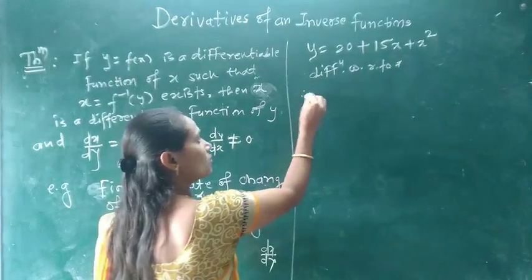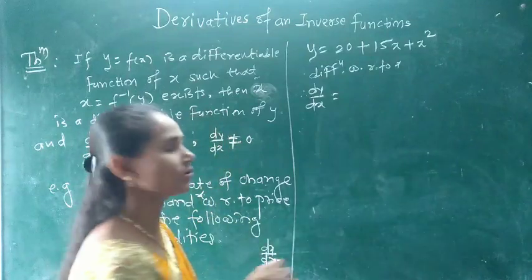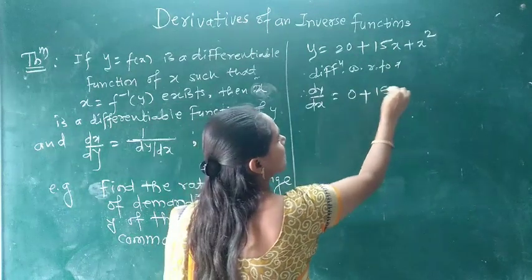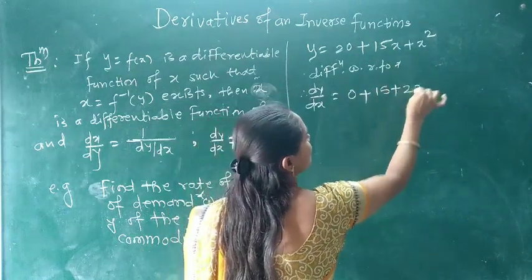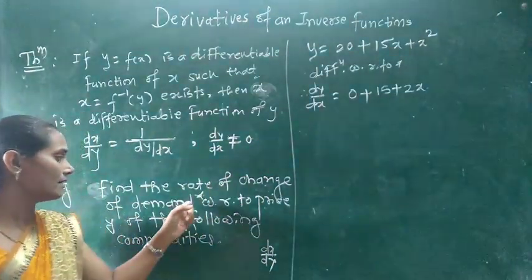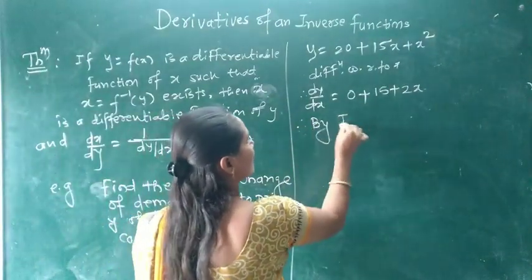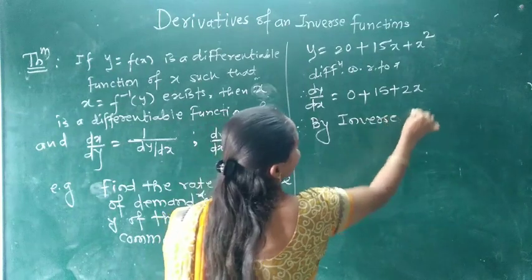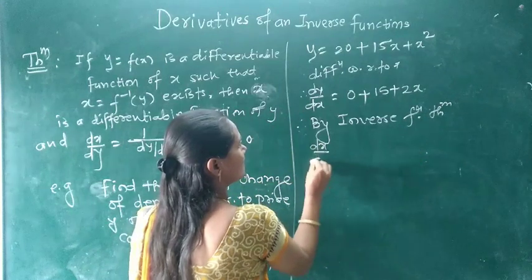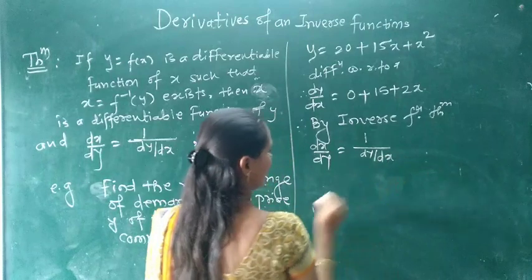Differentiate with respect to x. So we get dy upon dx is equal to derivative of 20 is 0 because this is a constant term, plus derivative of 15x is 15 plus derivative of x square is 2x. We get dy upon dx, but we have to find dx upon dy. Therefore, by inverse function theorem, dx upon dy is equal to what? 1 upon dy upon dx.